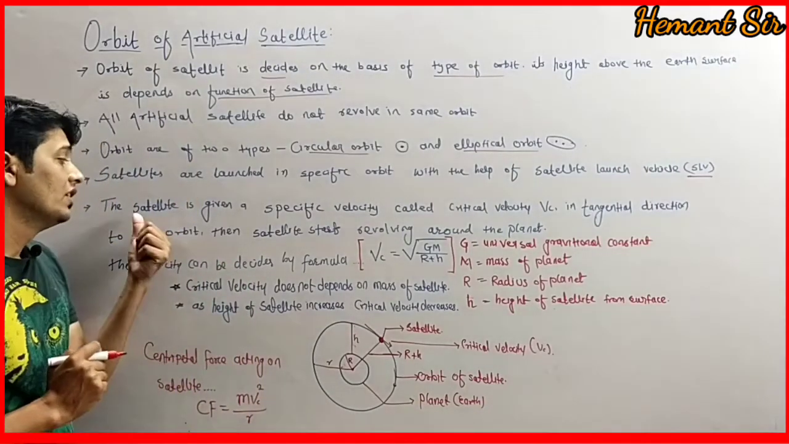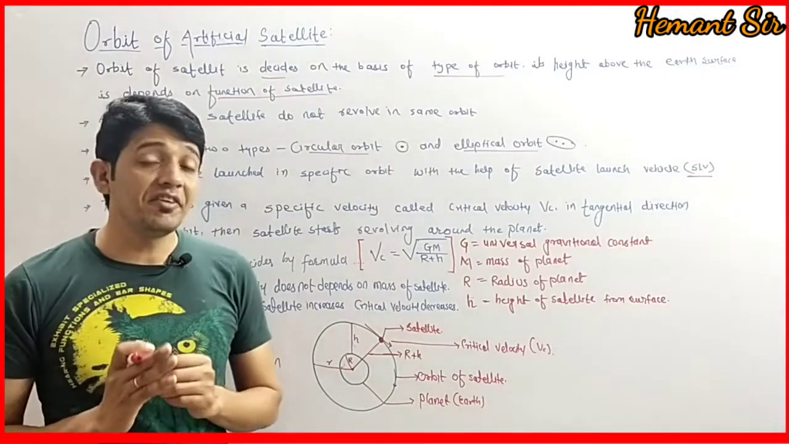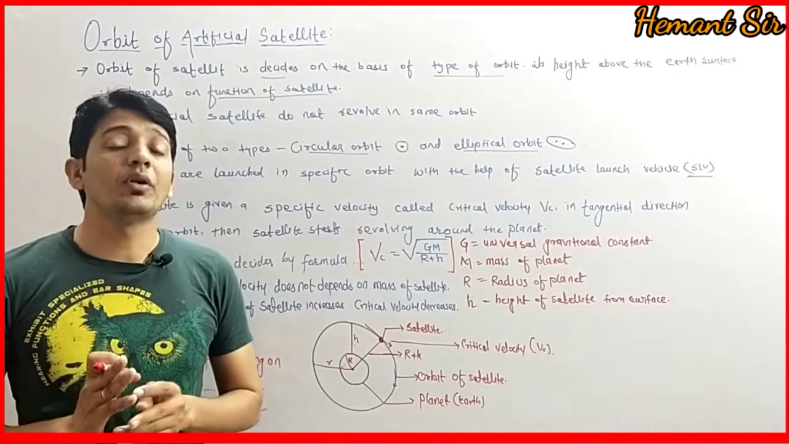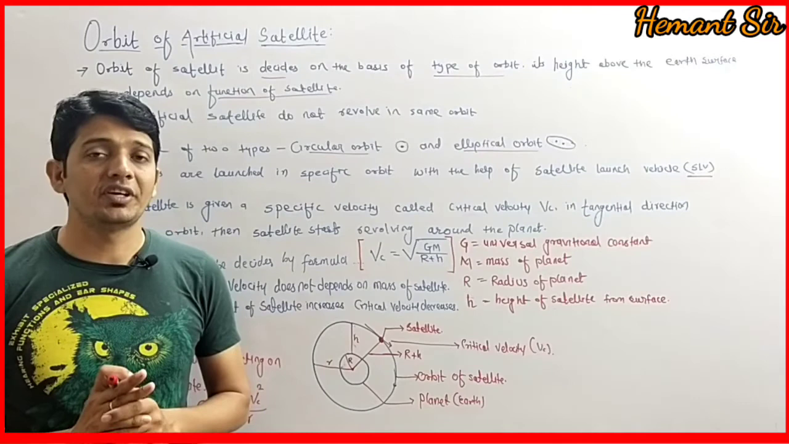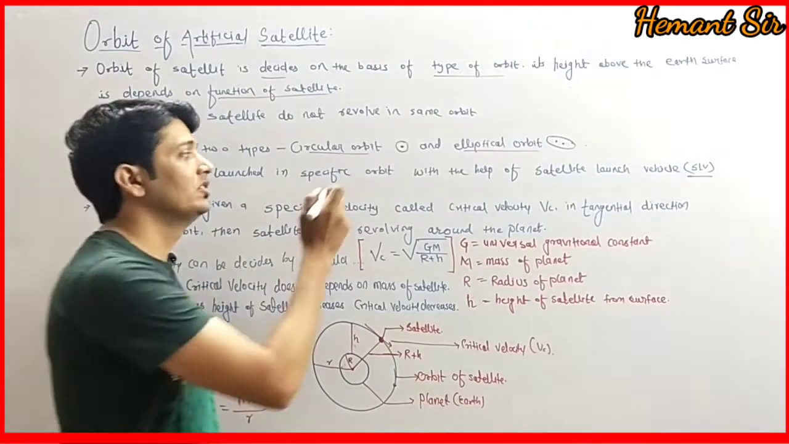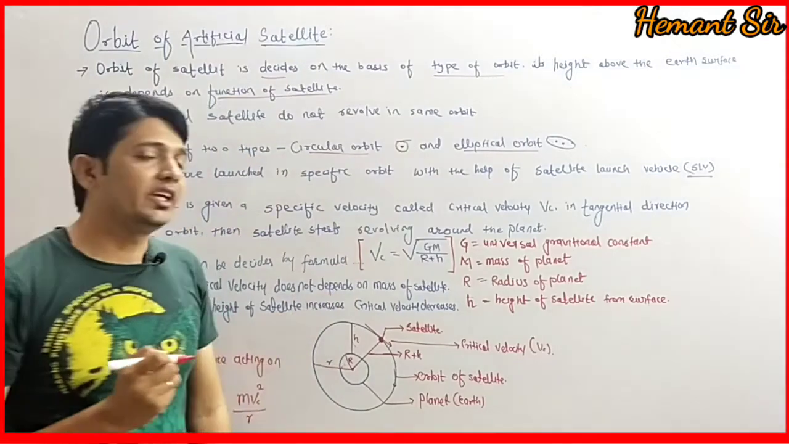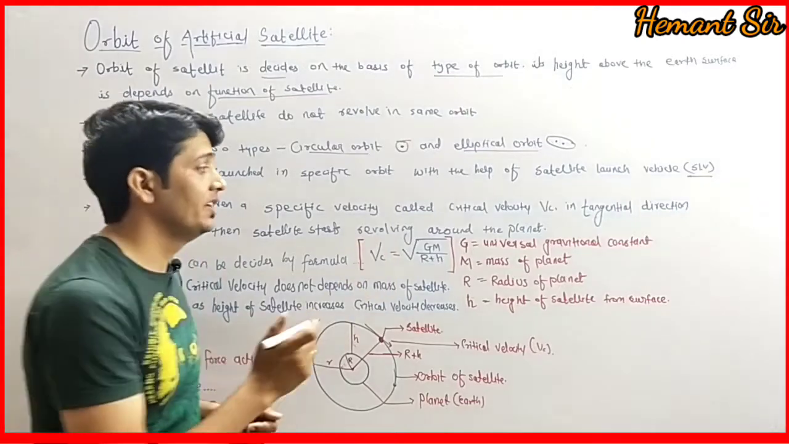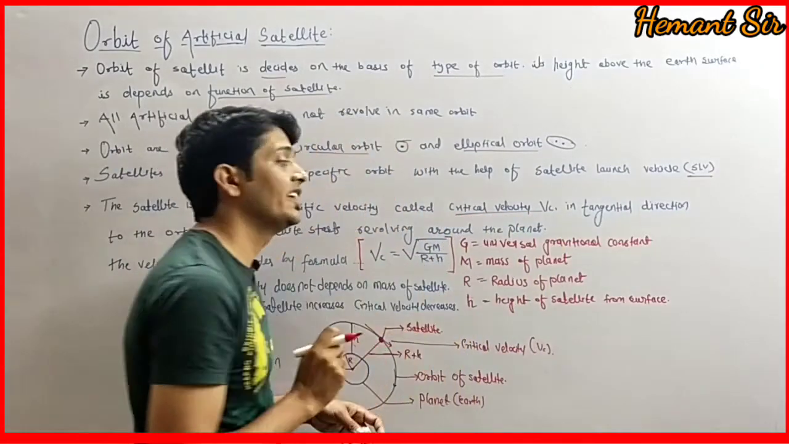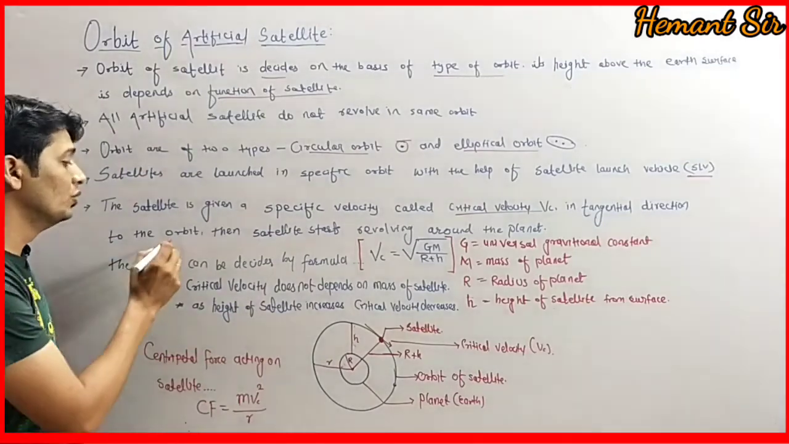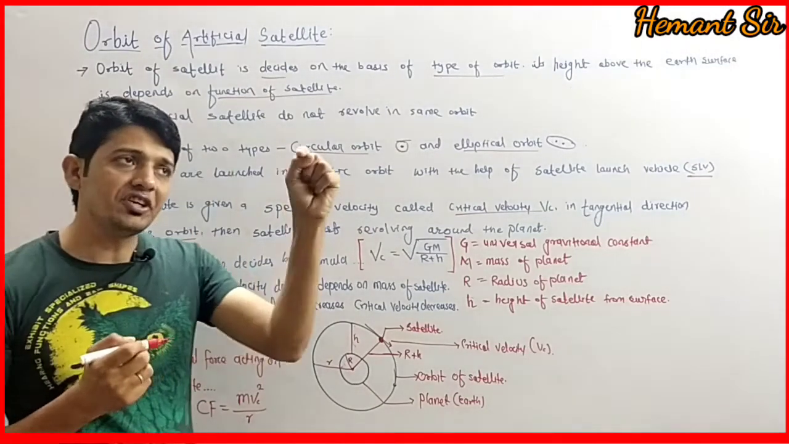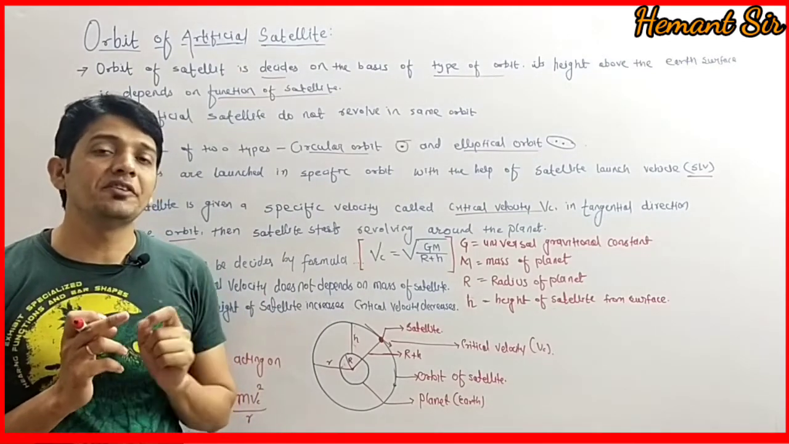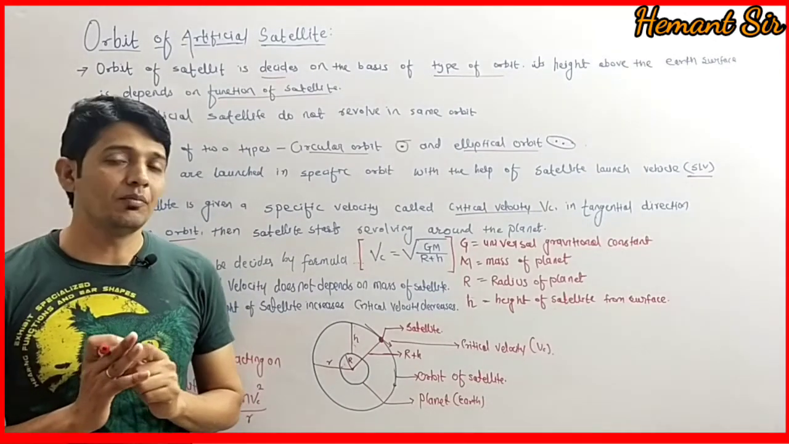Next, the satellite is given a specific velocity so that it can revolve in a particular orbit, and that velocity is called critical velocity, and it is tangential to the circular path. The velocity of the orbit is also called critical velocity. See here, we have the critical velocity in the tangential direction to the orbit. जो orbit होगा उसको tangential direction में revolve करेगा. That's why it gives a specific circular motion with the help of the launch vehicle.